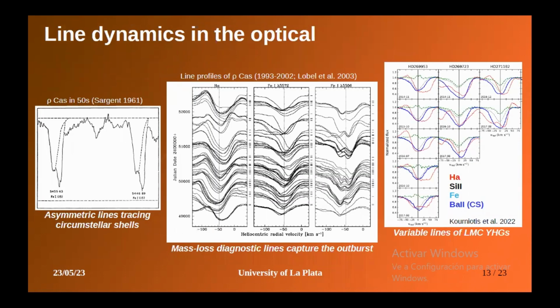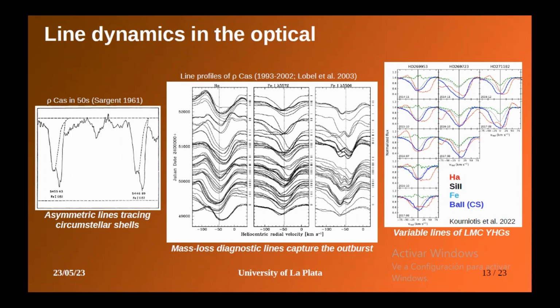And in the optical, we have nice, also interesting line dynamics of the star. For Rho Cas, you see that we talk a lot about Rho Cas because it's the most well-studied star of the very few. In the 60s, it was first reported that the star shows broad asymmetric lines, with asymmetry being more evident for low excitation lines that emerge in the upper atmosphere. And back then, it was speculated that these components are of circumstellar origin.